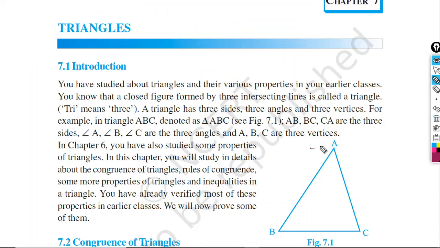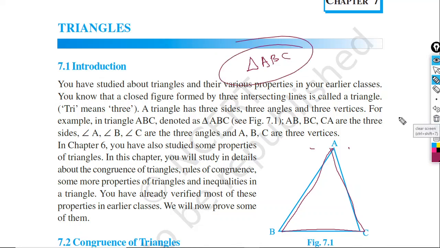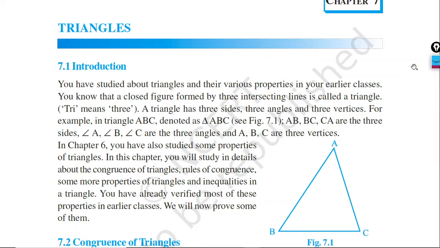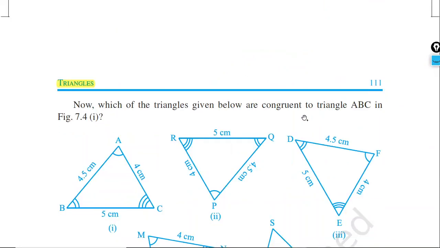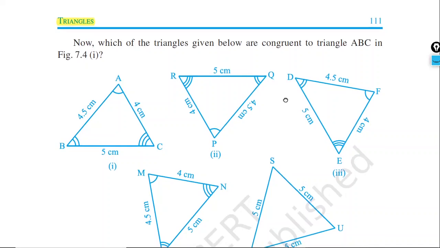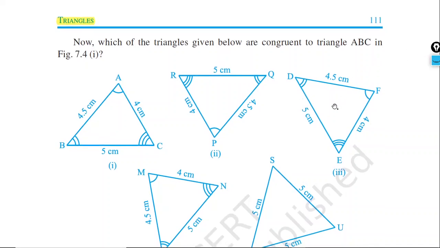Now all of you must have seen the figure of a triangle. This you can see in this figure, triangle ABC. How do we write triangle ABC? Triangle ABC. In this way we write. This is the short form of triangle. So in this chapter, we are going to discuss congruency of triangles.